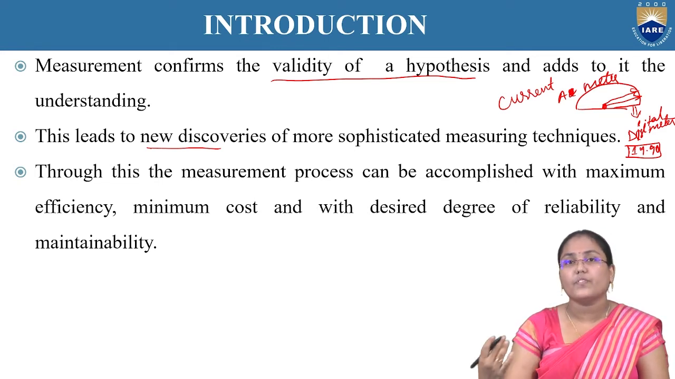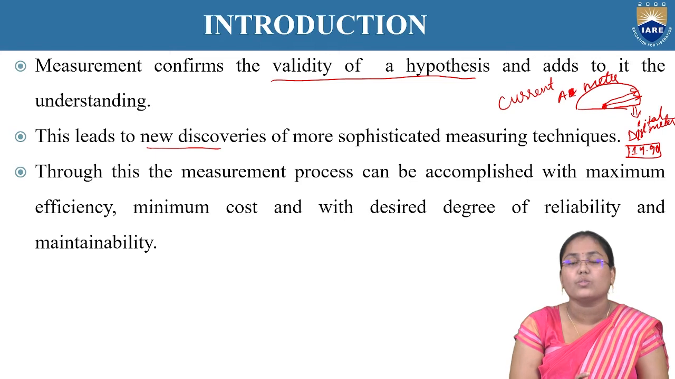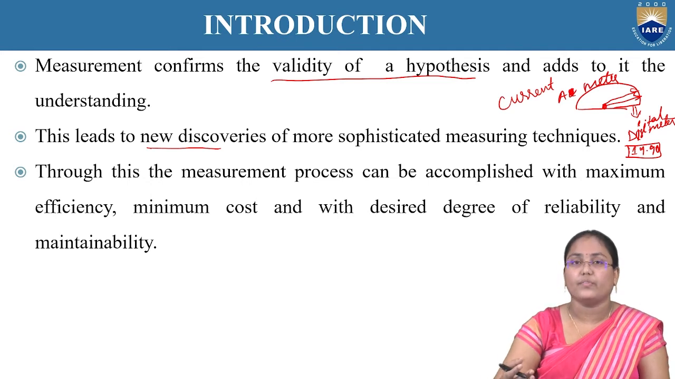Rather than going for very complex circuitry, we can minimize the cost and use small equipment, with the desired degree of reliability and maintainability. Even the instrument used for the measurement process can be more reliable, and the maintenance will also be comparatively easier compared to the original one. Original one means the older one, we can say.